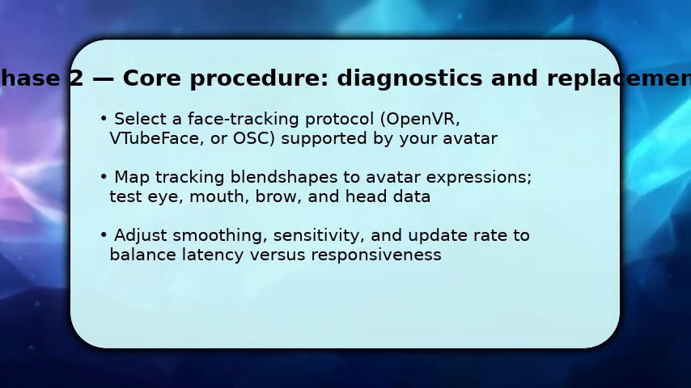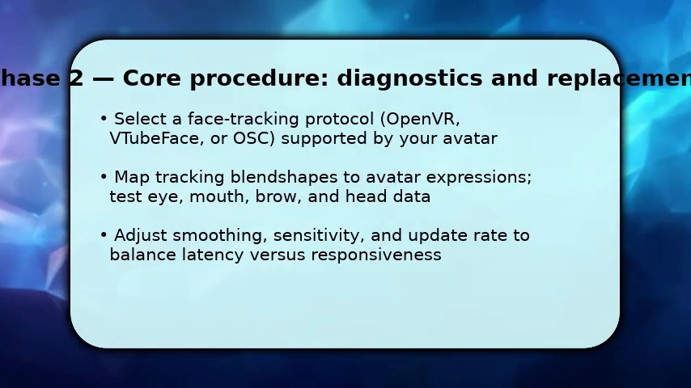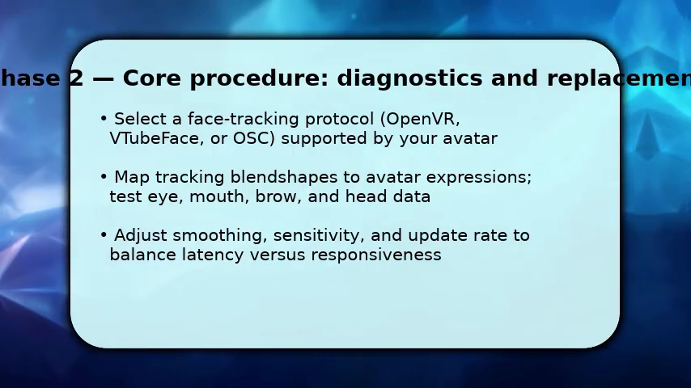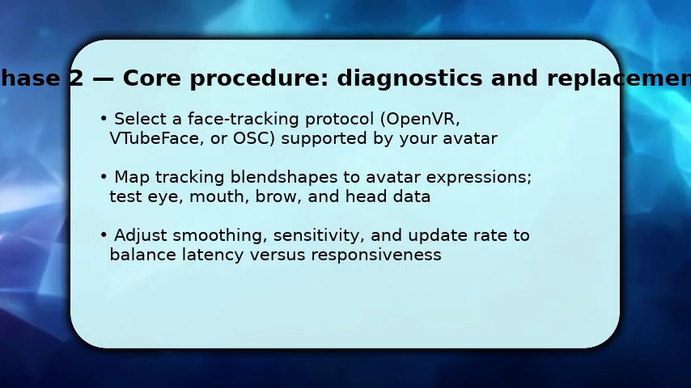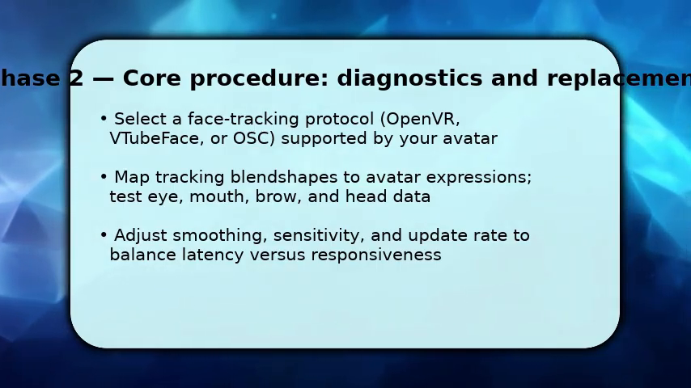Choose the protocol that your tracker and VRChat support: OpenVR, VTubeFace, or OSC, because compatibility prevents lost frames. Then map blend shapes. Assign eye blink, mouth open, brow raise, and head rotation to the avatar's parameters.